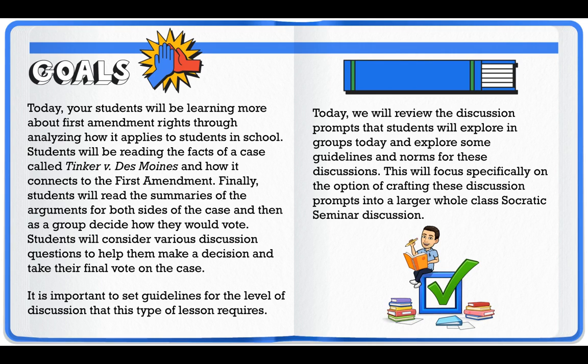Today, your students will be learning more about the First Amendment rights through analyzing how it applies to students in school. Students will be reading the facts of a case called Tinker v. Des Moines and how it connects to the First Amendment. Finally, students will read the summaries of the arguments for both sides of the case, and then as a group decide how they would vote. Students will consider various discussion questions to help them make a decision and take their final vote on the case.